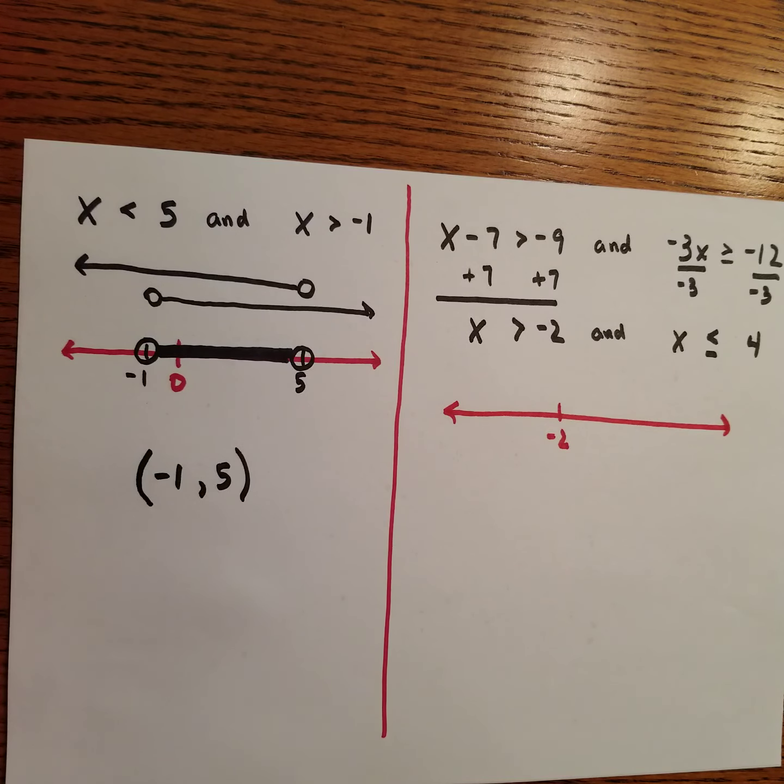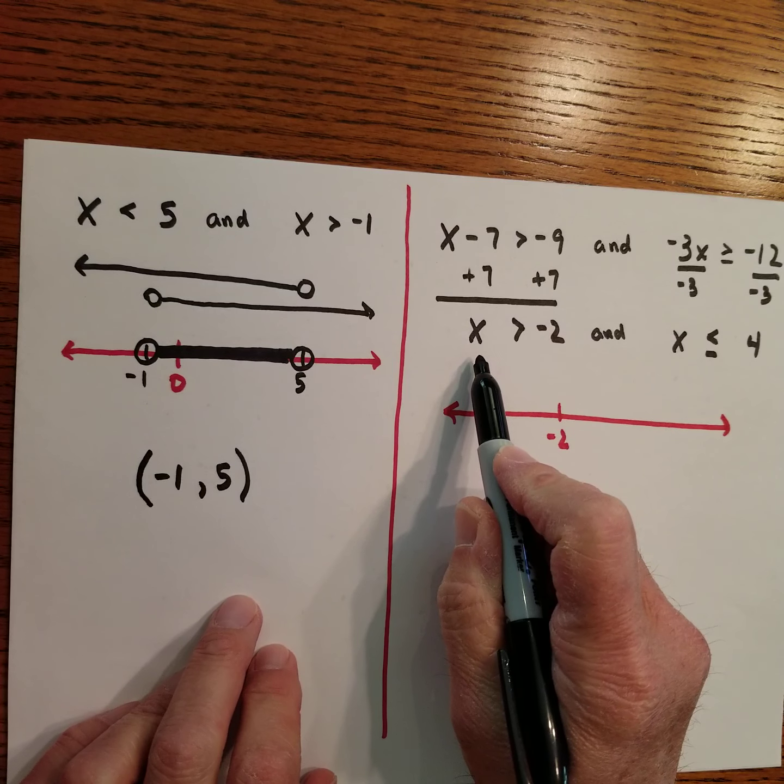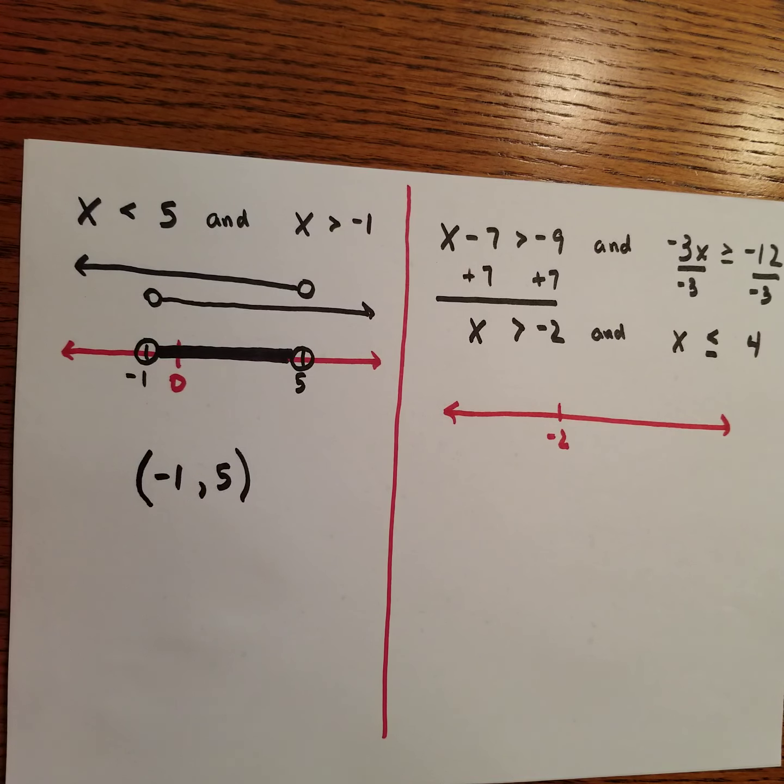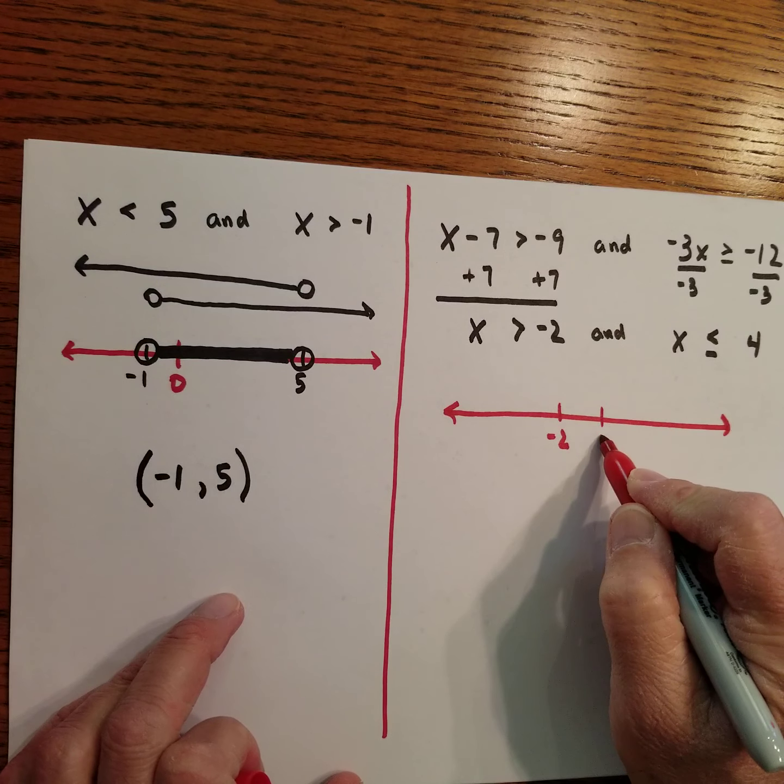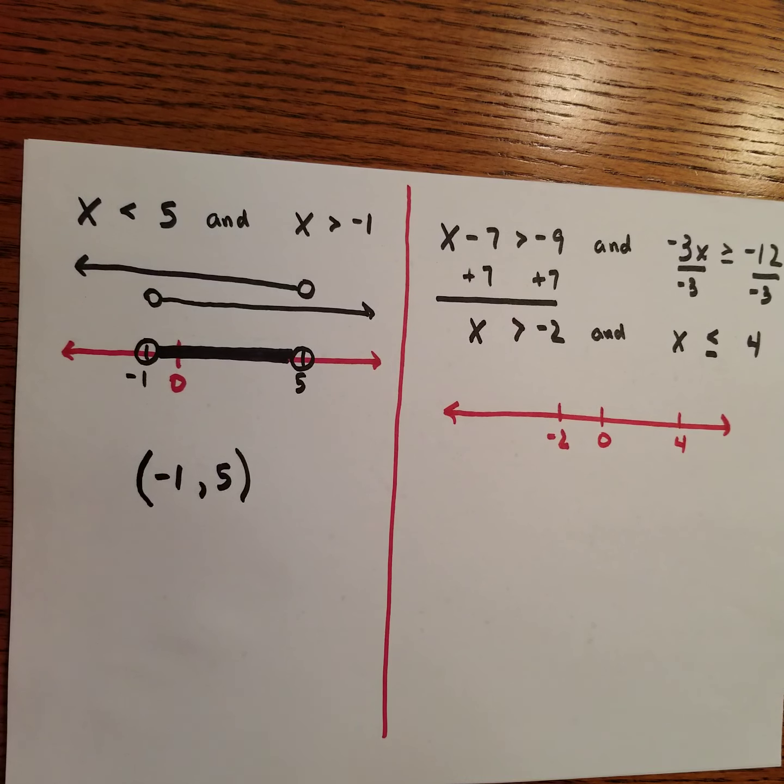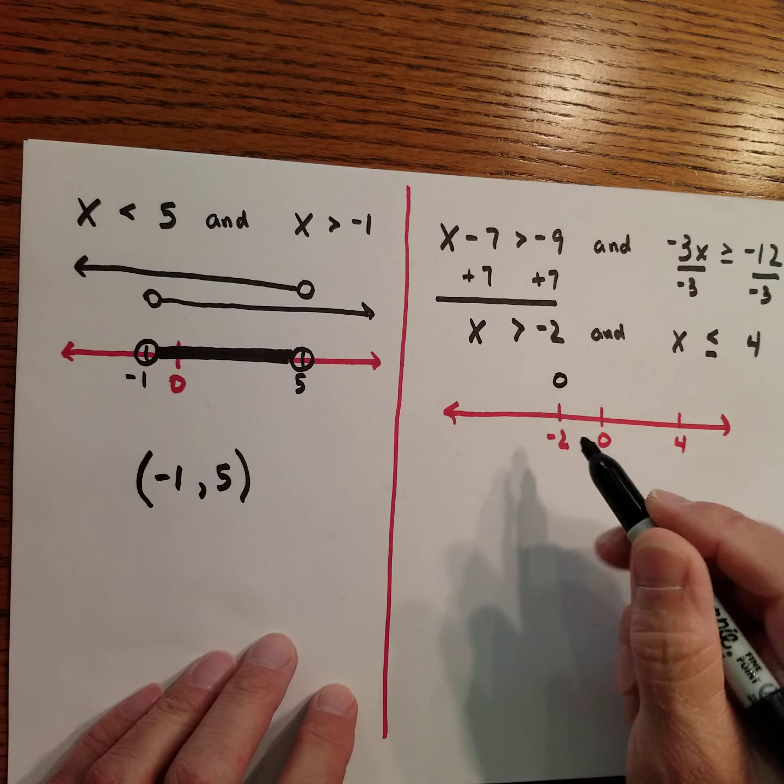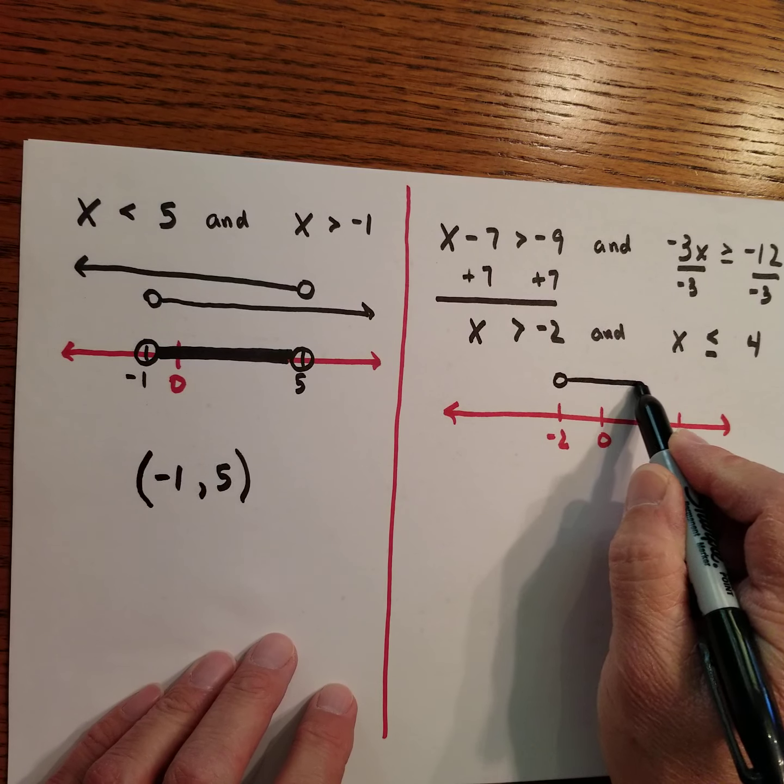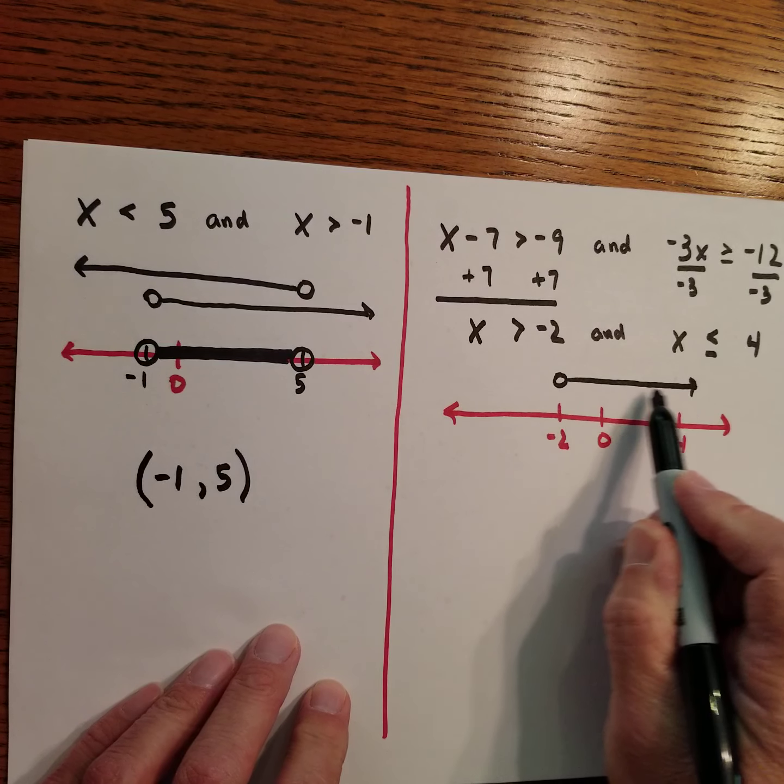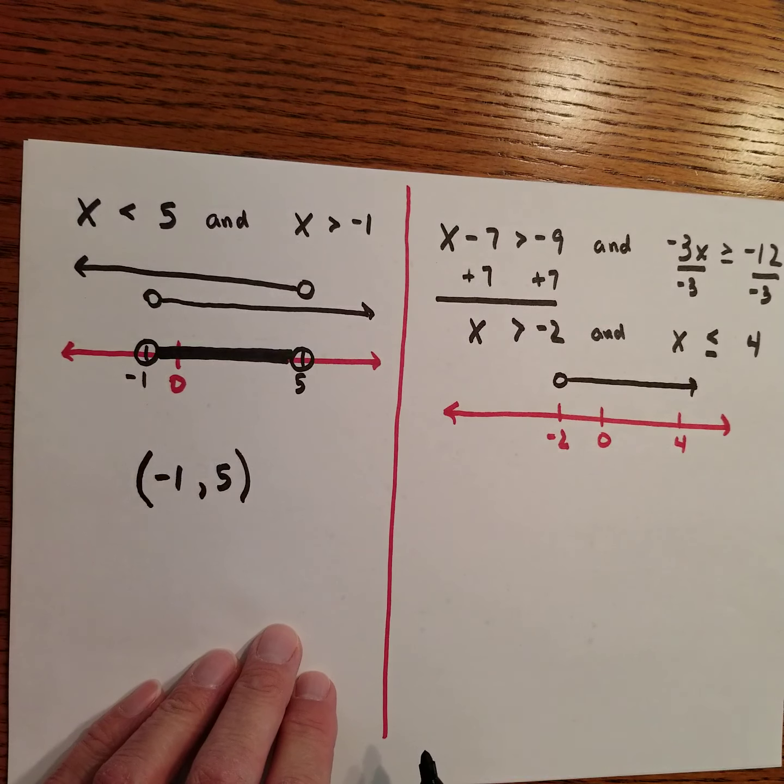Here comes the graph. Look at this part of the problem. We are to cover numbers that are bigger than -2. Let's get 0 on my graph and 4 on my graph. And numbers that are bigger than -2 are numbers to the right of -2. Notice I'm not on my graph yet. This I'm just doing in my head. I'm thinking about this half of the problem.